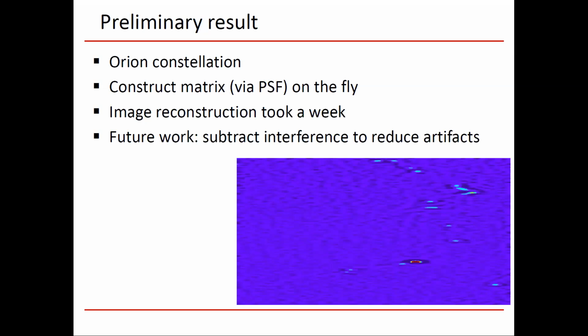And instead of that, we constructed the matrix on the fly by calculating it on our server. We could do that because the point spread function gives us a specific structure. Because of all this computation, the size of the matrix being on the order of 10 to the 12 elements, the image reconstruction took a week, and possible future work could look into subtracting interference in order to reduce some of the artifacts in this image.